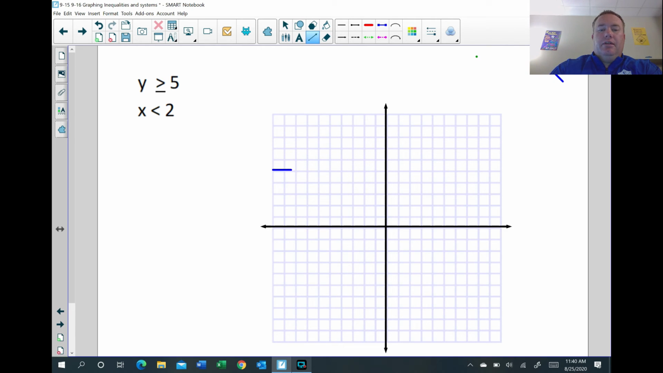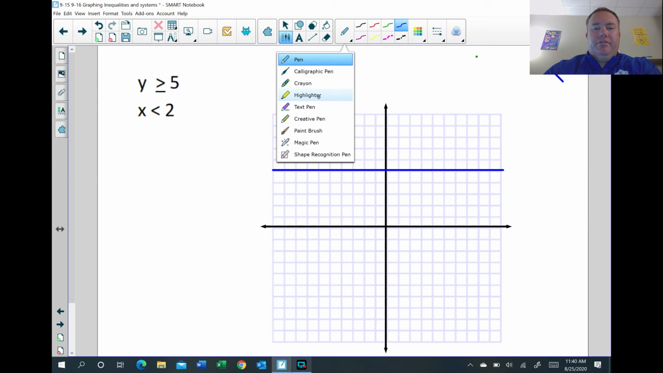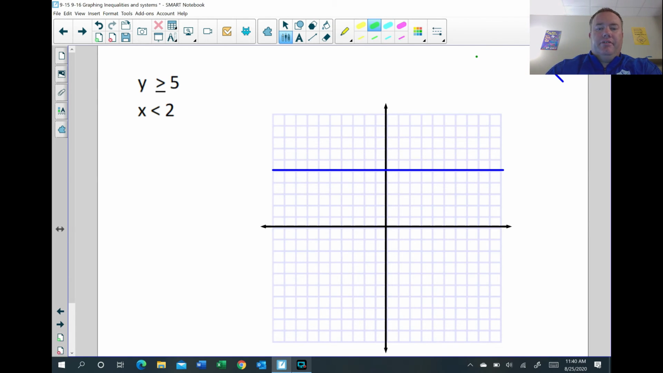This is going to be a flattest line you can have, slope of 0. So you got a horizontal line. Now, finding how to shade this is not hard. Shading one of these is pretty easy for you guys because shading up is not a hard thing to figure out. So we're shading up.